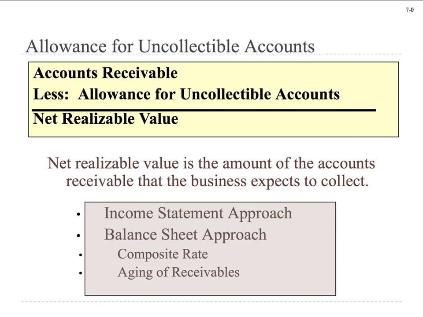Now, we call this method of setting up this allowance the allowance method. Under this method, there are two approaches that you can take to come up with what you think the best estimate would be. We call those approaches the income statement approach and the balance sheet approach. So let's see what those look like.